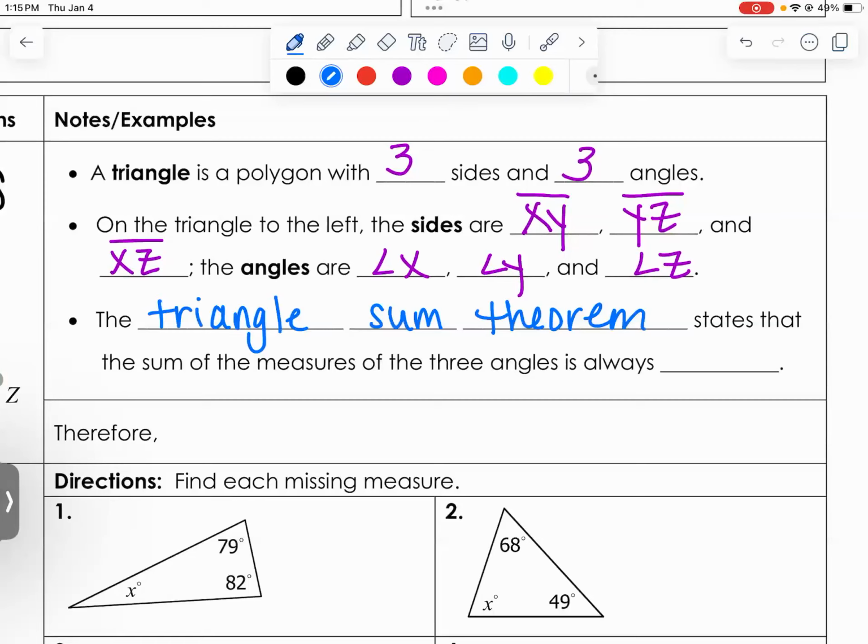When we have a triangle, the sum, which means addition, of our 3 angles is going to be 180 degrees. That's the most important part of today, which will be the most important part of tomorrow, which will be the most important part of Monday. 3 angles of a triangle add up to 180 degrees. Did you know that already? Yeah.